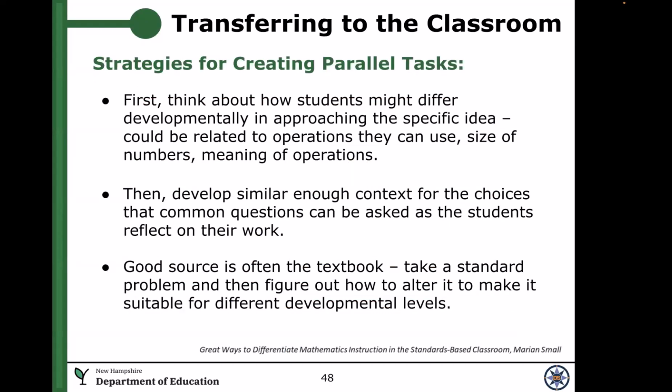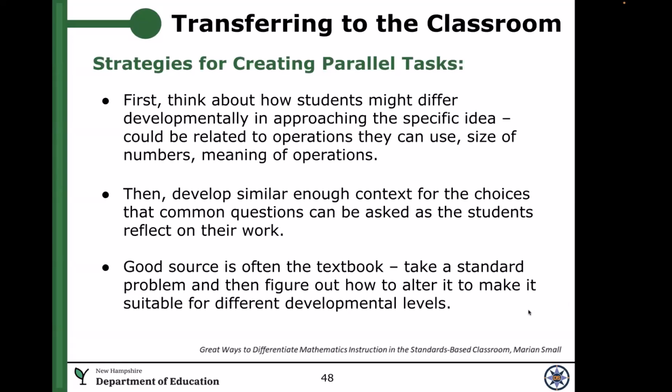Parallel tasks is another way to differentiate. The way to look at parallel tasks is, again, you can be looking at the size of numbers, or which operations you're using. And then what happens is you are able to create parallel tasks depending on what your students' understanding is.